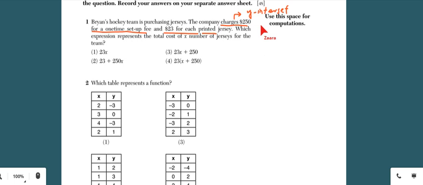So if you print two jerseys, it will become 23 times 2. Our standard equation, or in other words the rate equation, is y equals mx plus b, where b is the fixed cost and m is the rate. So you just have to substitute m as 23 plus b as 250. So the equation is 23x plus 250. Got it?